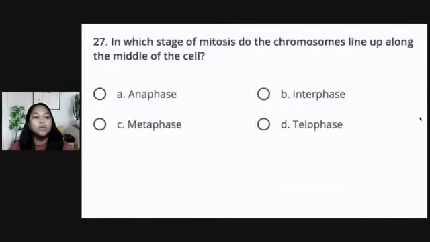We move on with number 27. In which stage of mitosis do the chromosomes line up along the middle of the cell? Anaphase, interphase, metaphase, telophase. Palagi pong lumalabas sa LET ang inyong mitosis. Hindi nawawala yung mitosis sa inyong LET. Kaya make sure that you know what mitosis is and you know what's happening in each stage of mitosis. Okay, which one is the correct choice for number 27?